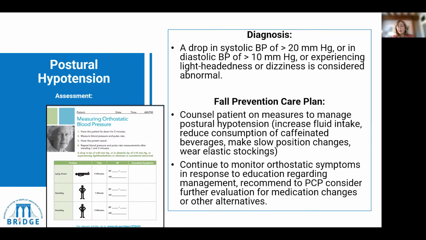Interventions that can help include teaching patients self-management skills like increasing their fluid intake, reducing consumption of caffeinated beverages, making slow position changes. So when they're first getting up in the morning, getting up slowly and gradually, and wearing elastic stockings. And then continuing to monitor the symptoms in response to their self-management plan, and then further evaluating for medication changes or referrals if needed.